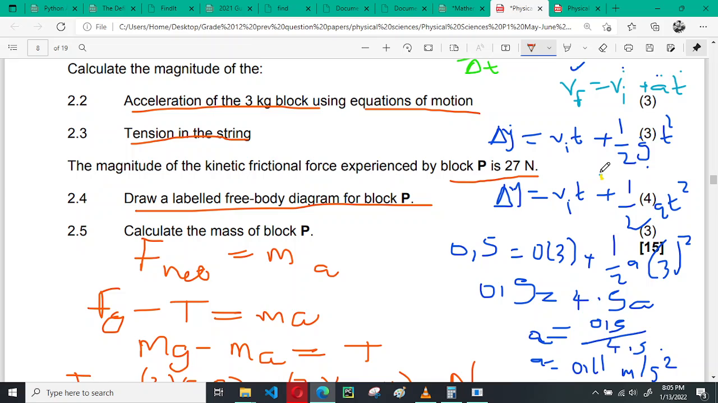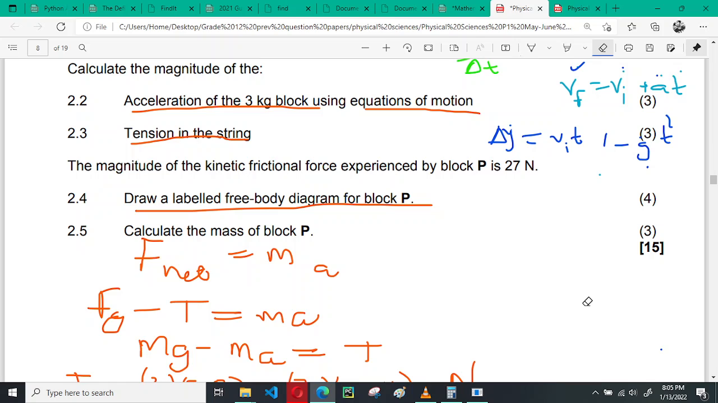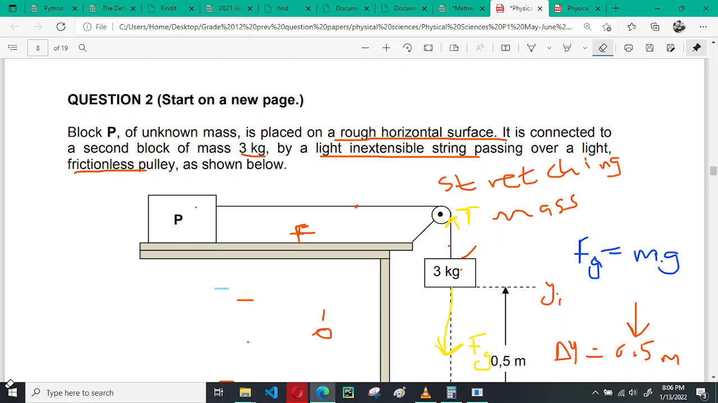I'm just gonna clear my screen a bit just so you can see. Alright. So we are told that we're supposed to draw the free body diagram for block P. So let's go back to block P. Let me clear some other stuff as well, so that we can make this thing.